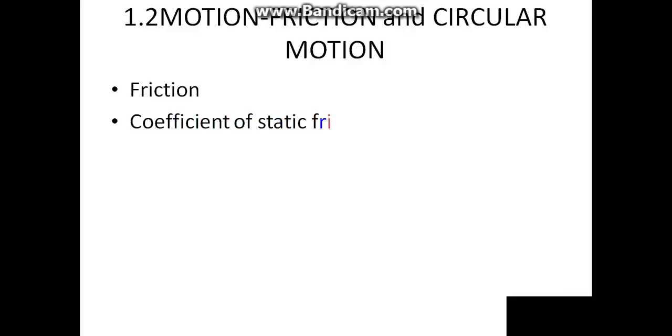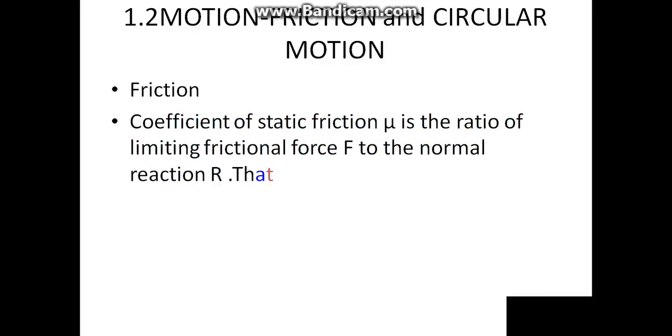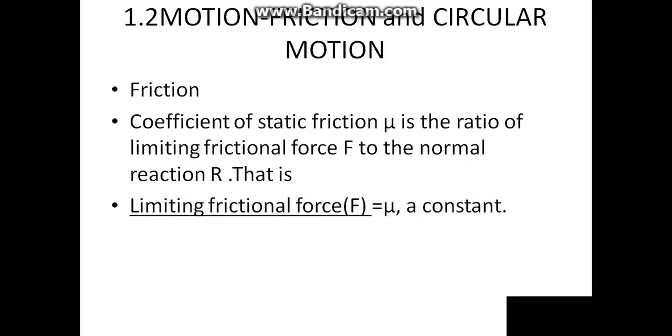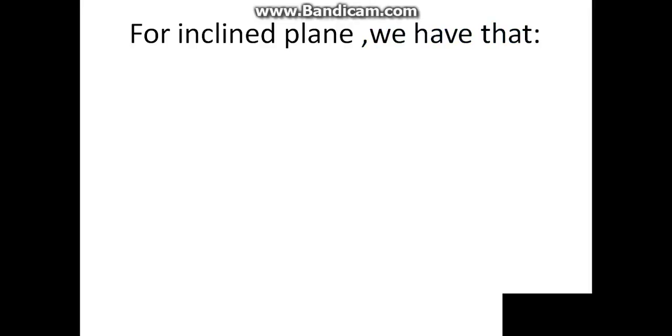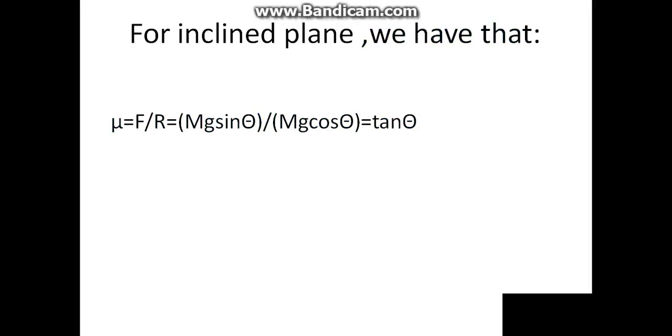Coefficient of static friction, mu, is the ratio of the limiting frictional force F to the normal reaction R. That is, limiting frictional force F over normal reaction R gives us mu, which is a constant. For an inclined plane, the coefficient of static friction mu is equal to limiting frictional force F over normal reaction, which is also equal to mg sin theta over mg cos theta, which gives us tan theta.